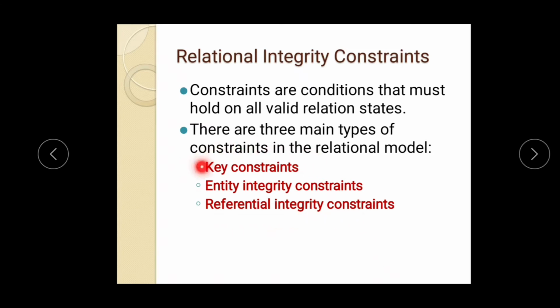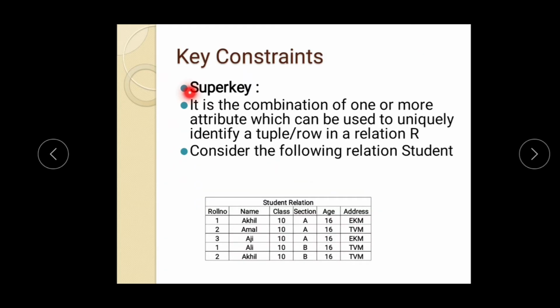Key constraint mainly focuses on the various keys existing in a relation. First we can start with the key constraint. In key constraint we are going to see two new keys that we have not seen till now: the super key and the candidate key. The third one is the primary key, which we have already seen. So today we mainly focus on super key and candidate key.